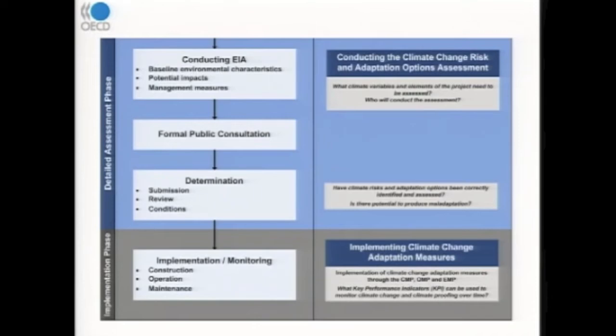And then we come to the implementation phase, and this is where any adaptation measures that have been identified, and a decision has been made to implement them, could be incorporated into project design or operational practices, and so on.